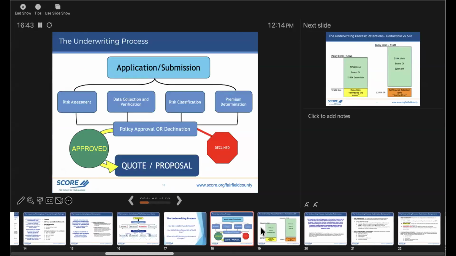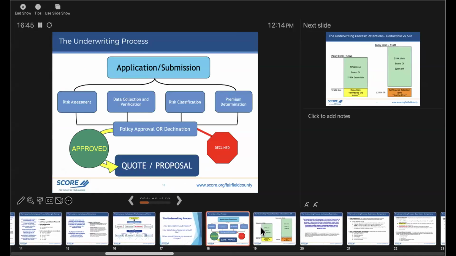So the underwriting process would start with an application or a submission. An application is basically a questionnaire that you would answer, and it involves questions about your business and about what you're seeking insurance for. So, if you are seeking workers' compensation insurance, it's going to ask you what your employees are doing and that kind of thing. We're going to go into that more later in this presentation.